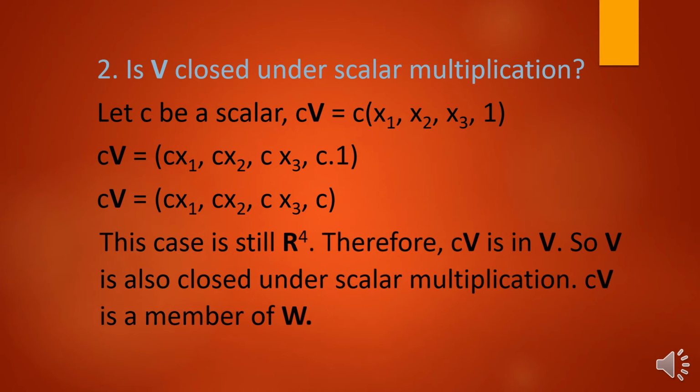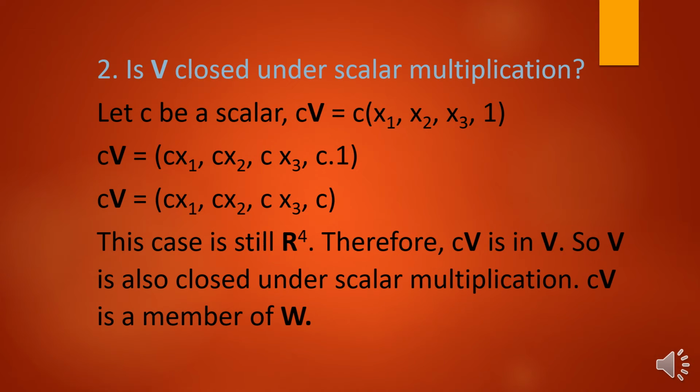We need to ask ourselves, do we have this in V? Yes, because we are going to realize that it is still in a 4-dimension space. Therefore, CV is also in V. So V is also closed under scalar multiplication, and therefore CV is also a member of W.